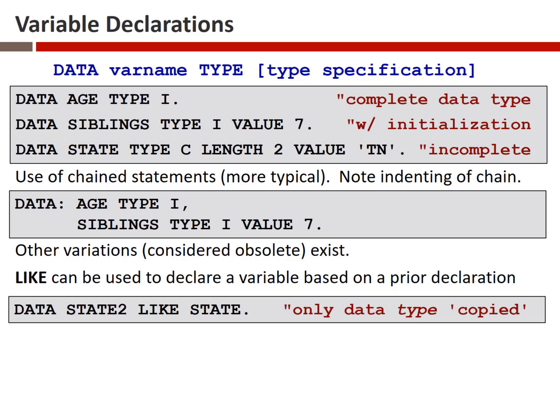Let's talk about the like clause for a moment, because you might be inclined to look at that and say, why would I ever want to do what we're seeing here? And quite frankly, this example, you wouldn't want to do that. If I needed state2, I probably would just, in the context of a chained statement, do state2 type C length 2. But there are times when like is a really, really great data type for us.